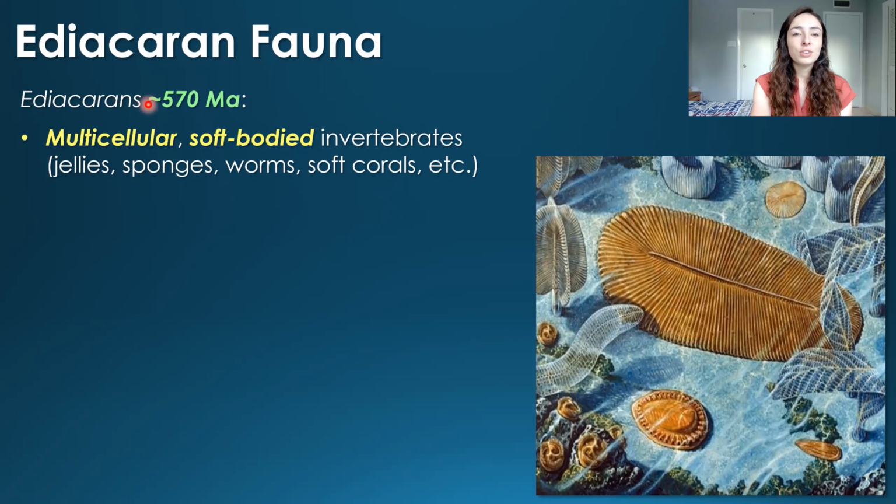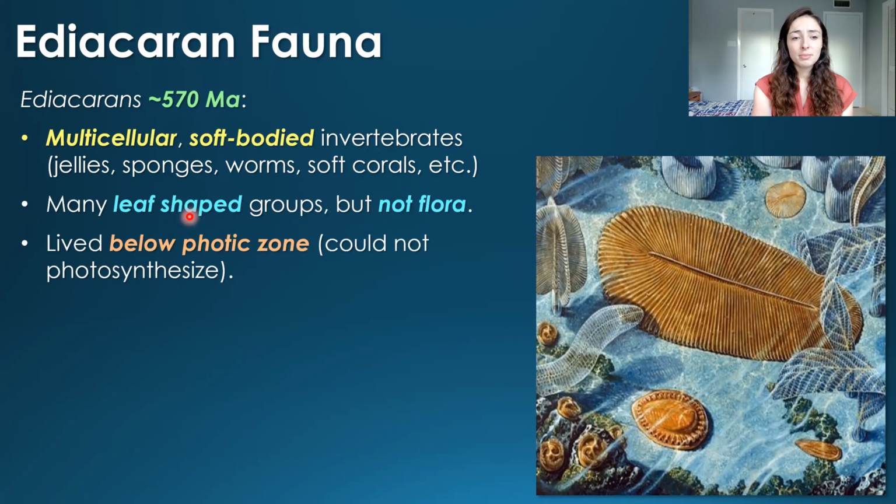So Ediacaran fauna evolved and kind of started their reign around 570 million years ago. And remember that the Cambrian boundary is around 540 million years ago. So that's about a 30 million year period of the reign of Ediacaran fauna. And they were pretty large, multicellular, soft-bodied invertebrates like jellies, sponges, worms, and soft corals. Many were leaf-like shapes, as we can see this big Dickinsonia on the seafloor here.